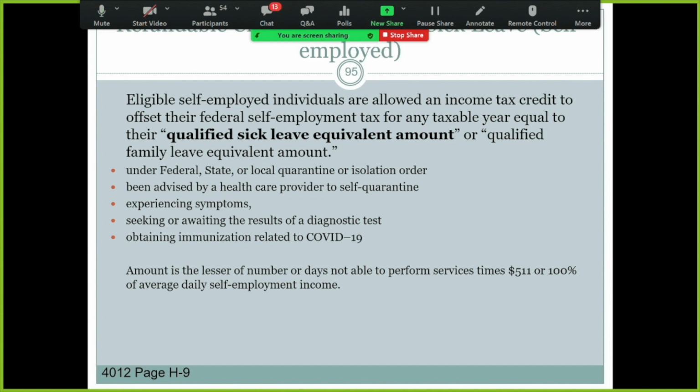So if they were not able to work, then for those days, they're able to take the lesser amount of the number of days they were not able to perform services times $511, or 100% of the average daily self-employment income.